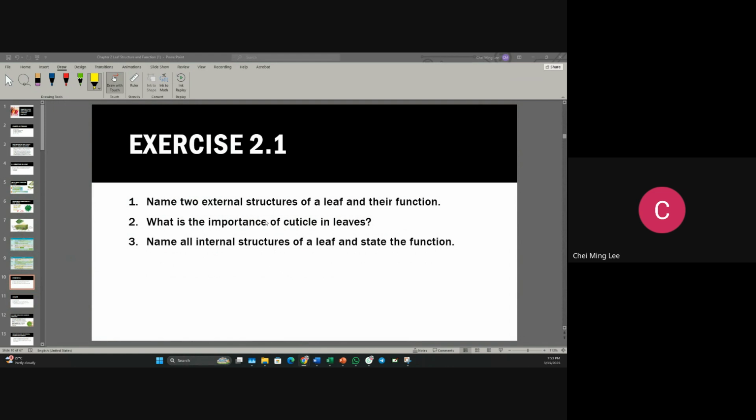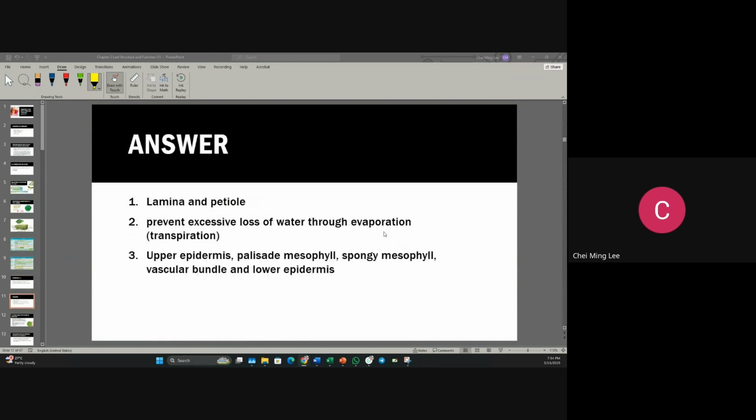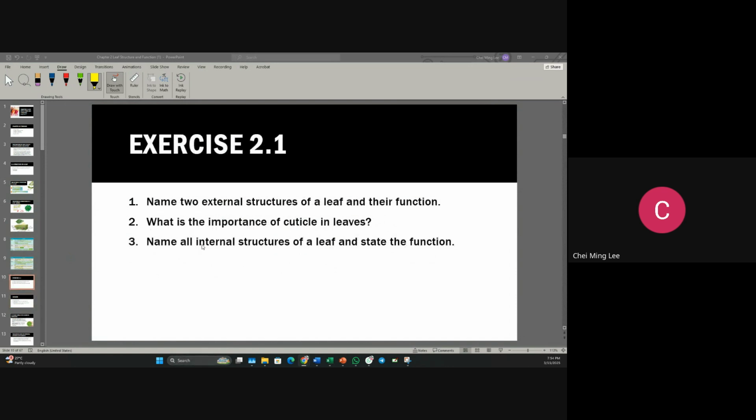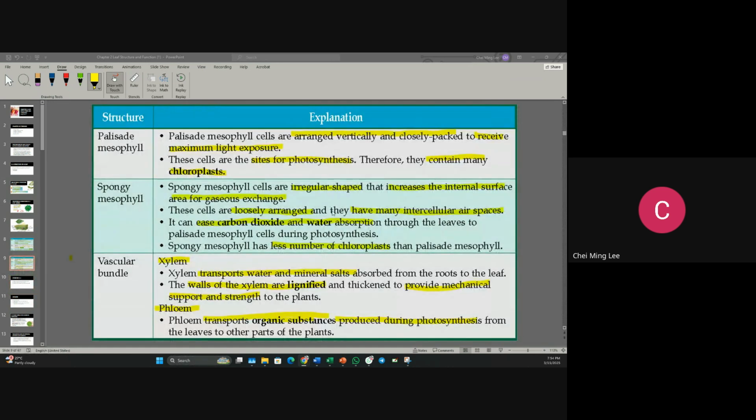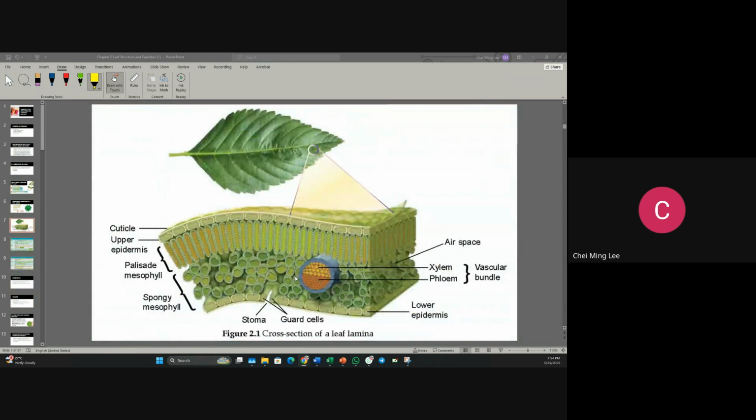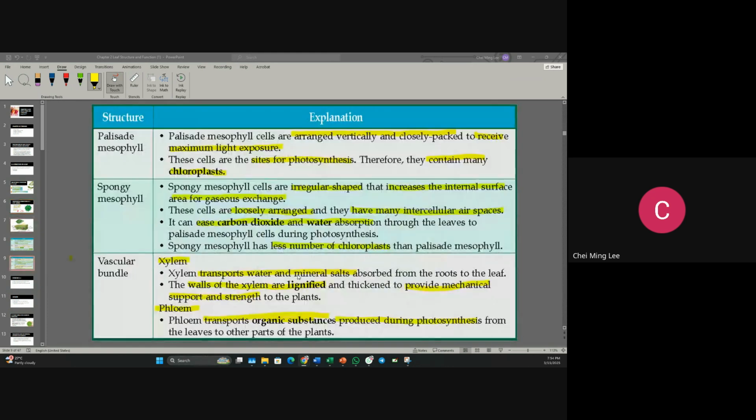Next, what's the importance of the cuticle in leaves? This is to prevent excessive loss of water through evaporation, which is through the transpiration process. This is the important one. Then name all the internal structures and state the function. We have the upper epidermis, palisade mesophyll, spongy mesophyll, vascular bundle, and so on. Just refer back to what I have highlighted here. This one is pretty easy.